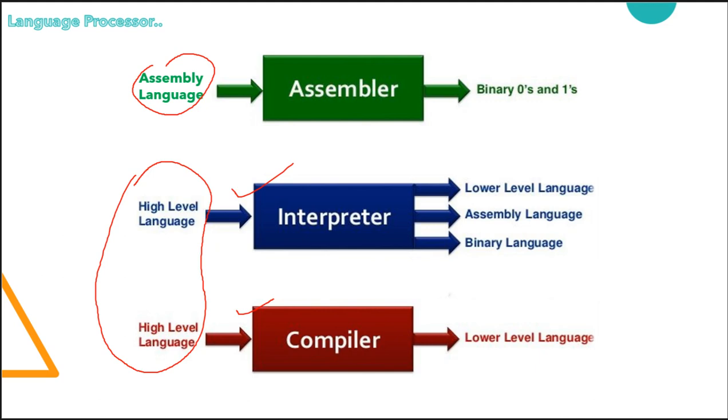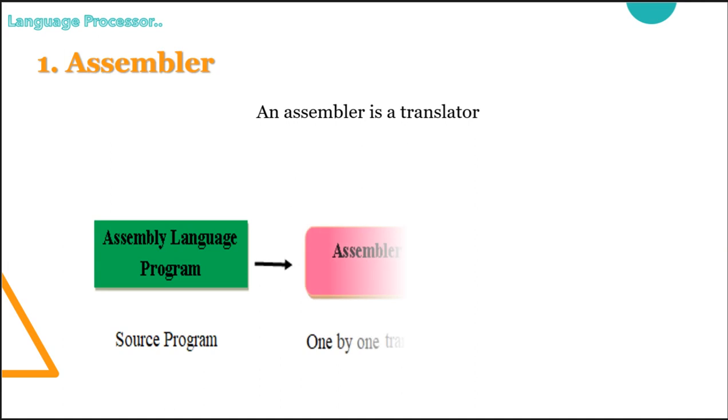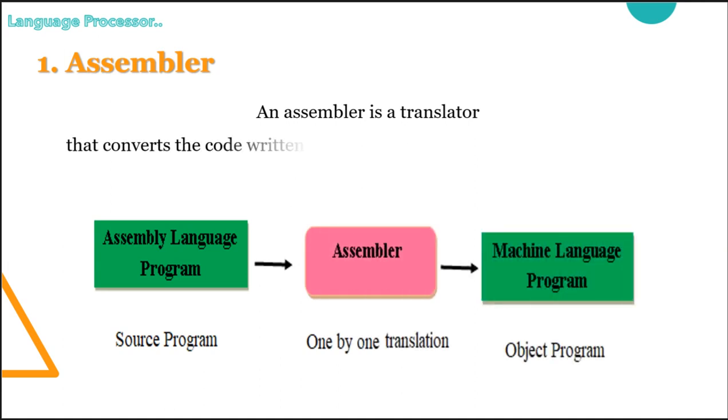So we'll discuss it in the next few slides. First, let's have a look at what an assembler is. An assembler is a translator that converts the code written in assembly language into machine language. We need an assembler to fill the gap between human and machine so that they can communicate with each other.